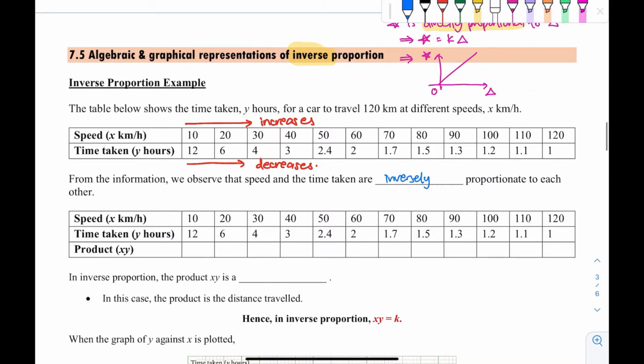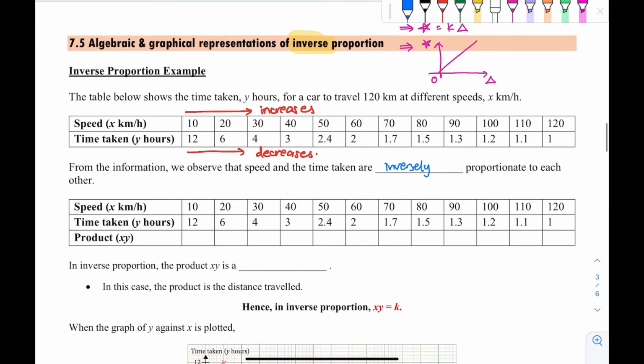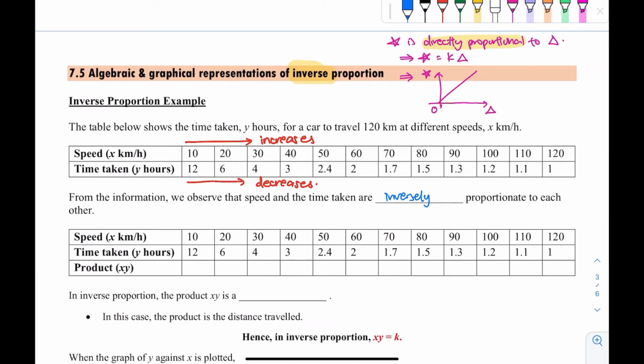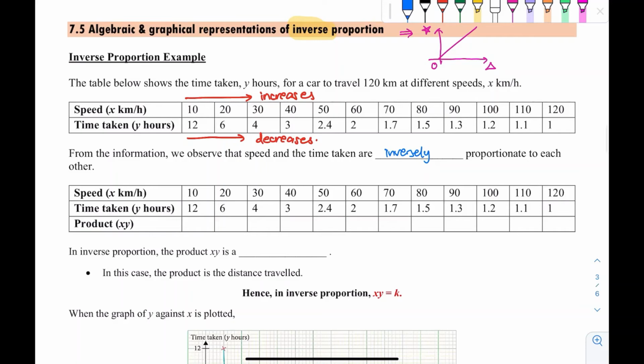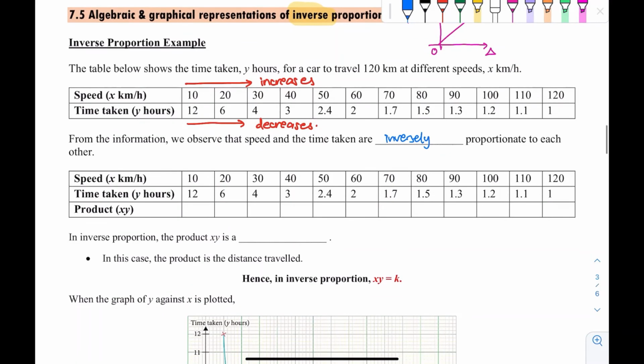to each other. To be more precise, earlier on when we talk about direct proportion, there is this constant that we talk about, and this constant is always the same. A constant is something that remains unchanged. So in this second table over here, we want to find the product.